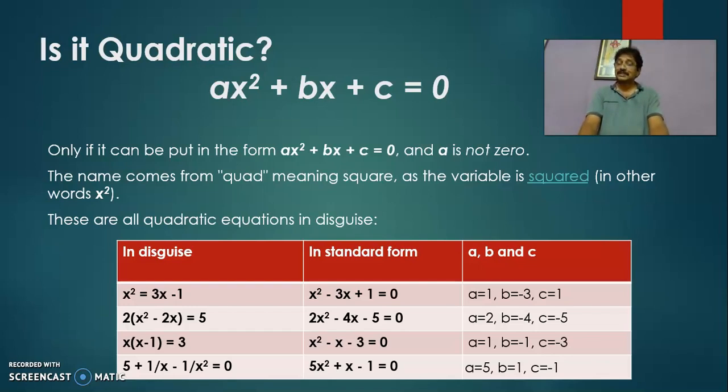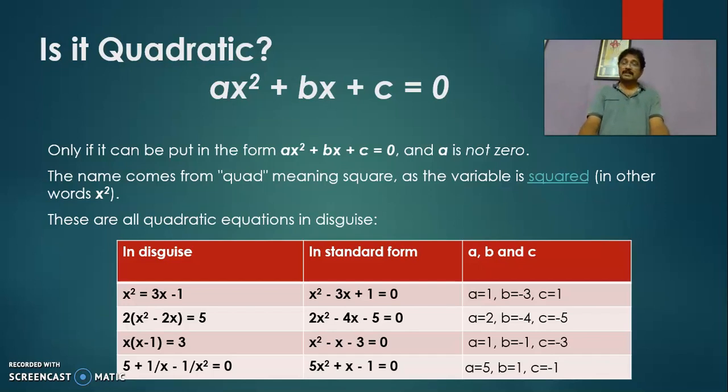But when you come to the third equation, that is x of x minus 1 equal to 3, here there is no x square directly. Then how to identify? So we have to open the brackets. x of x, x square, x of minus 1, minus x, minus 3 equal to 0. x square minus x minus 3 equal to 0. Now, is it clear? So every child can say this is a quadratic equation.